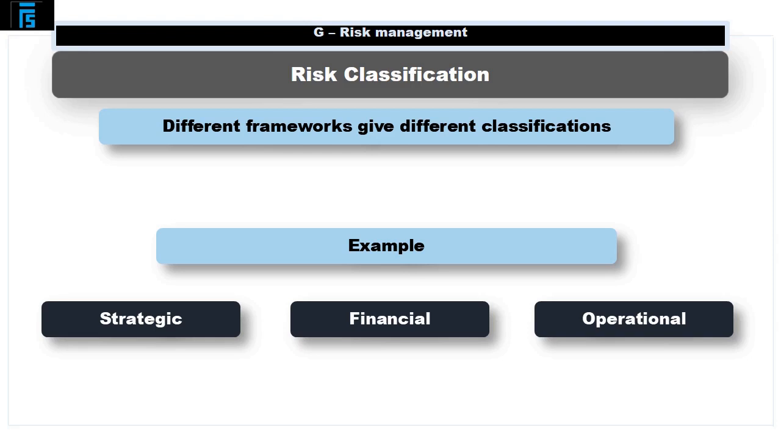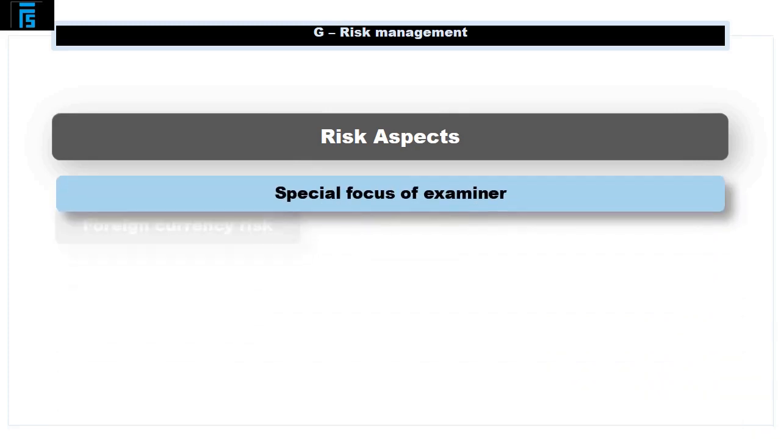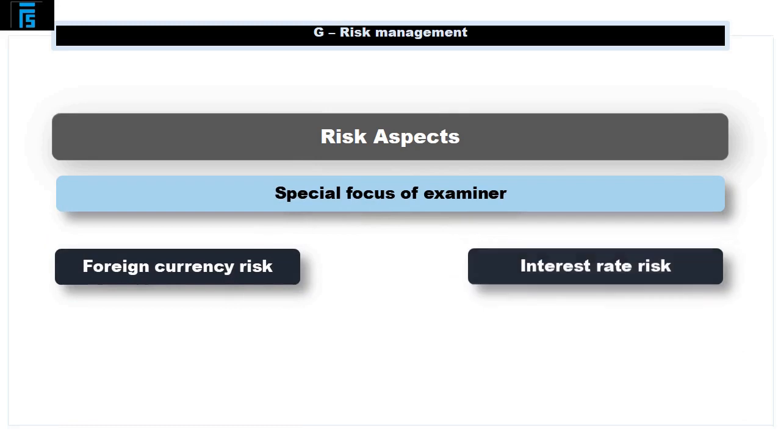There are also frameworks to assist an organisation with managing the risks that they identify. However, this is a topic that is examinable elsewhere. There are two particular aspects of risk and risk management that our examiner focuses on: foreign currency risk and interest rate risk. In the remainder of this video, we'll examine the nature of this risk. We'll consider how managing this risk can be undertaken in other videos.